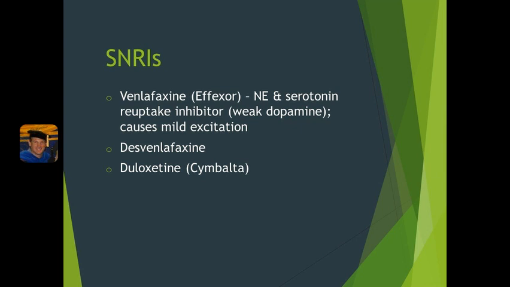So they can cause mild excitation, which can be associated with anxiety as an adverse effect. And the drugs that you're going to need to know are venlafaxine, desvenlafaxine, and duloxetine. Now, desvenlafaxine is the active metabolite of venlafaxine. So basically, venlafaxine is a prodrug for desvenlafaxine.